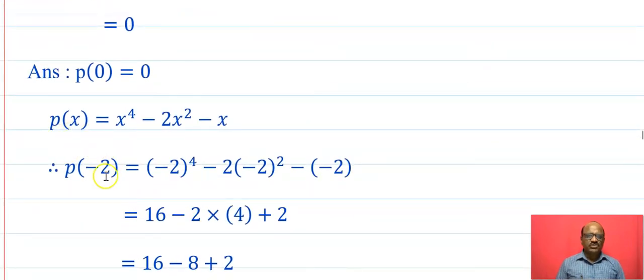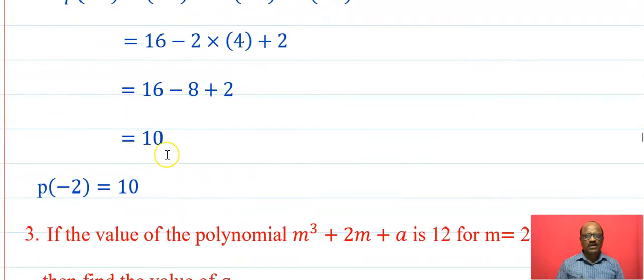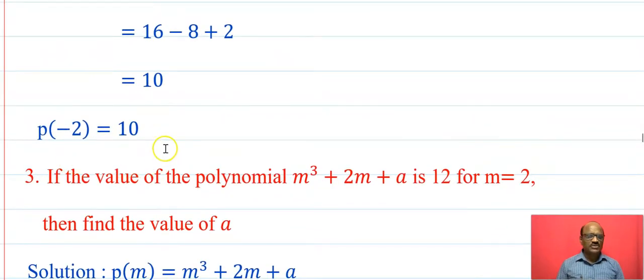Next, put x equal to minus 2. Replace x equal to minus 2. Then minus 2 raised to 4, minus 2 into minus 2 bracket square, minus in bracket minus 2. Minus 2 bracket raised to 4, that is 16. Minus 2 bracket square, that is 4. Minus minus will become plus, that is minus 8. 16 plus 2, that is 18. Minus 8. And overall you will get 10. P of minus 2 is equal to 10.